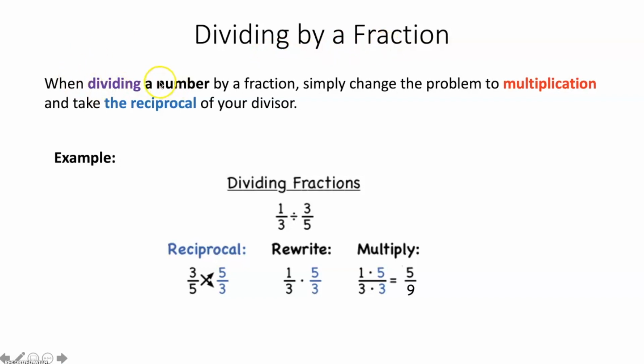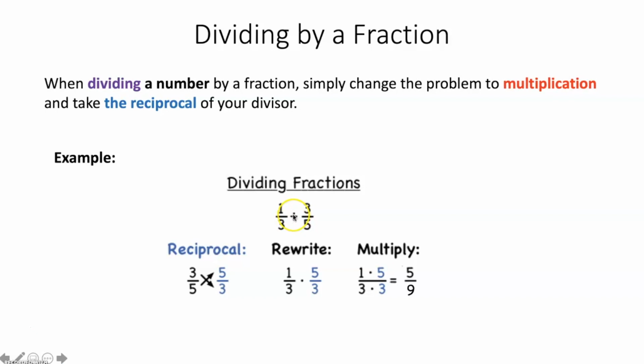So when dividing a number by a fraction, simply change the problem to multiplication and take the reciprocal of your divisor. So what does this mean? Well, let's take a look at an example to show you how this works. If we're dividing 1/3 by 3/5, what you want to do is you want to change the division sign to multiplication and then take the reciprocal of your divisor, which would be that second number here. So we're going to leave the first number alone. It's going to stay 1/3.